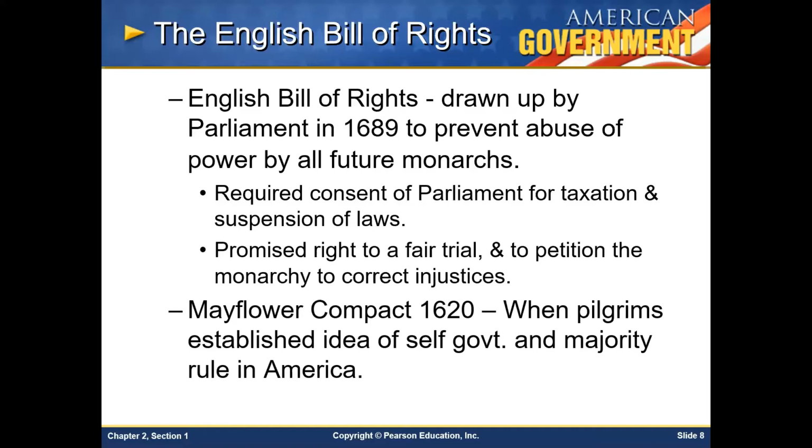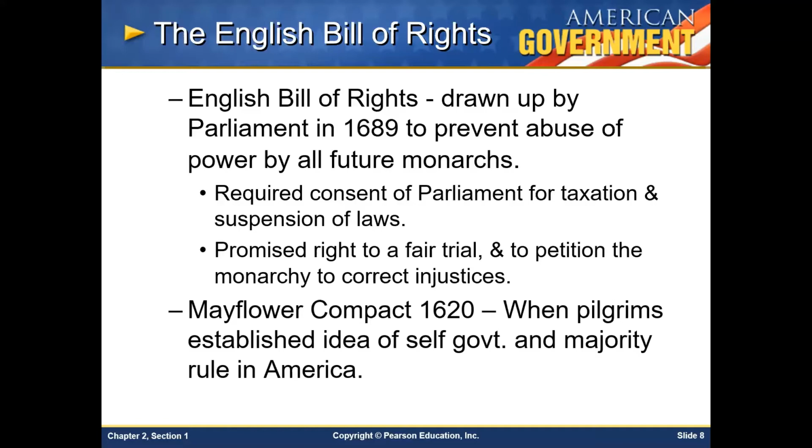But essentially, as the Pilgrims were coming over from England, they set up and signed this document that became known as the Mayflower Compact, which set up some degree of self-government and majority rule, so the idea of people voting. And this was obviously the first in America because this is when the colonists are arriving.